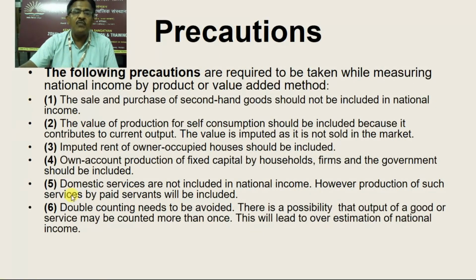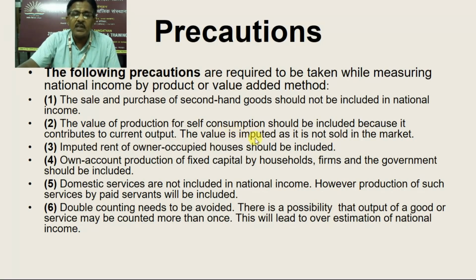Then the precautions to be followed while estimating the domestic product as well as the national product by the value added method. The following precautions are required to be taken while measuring the national income by the product or value added method. The sale and purchase of second hand goods should not be included in the national income. The value of production for self consumption should be included because it contributes to current output. The value is imputed as it is not sold in the market. That means had this product not been consumed by the family members or self, it would have been sold in the market. So keeping that in mind, the imputed value, that is the expected value if it had been sold in the market, would be its value.